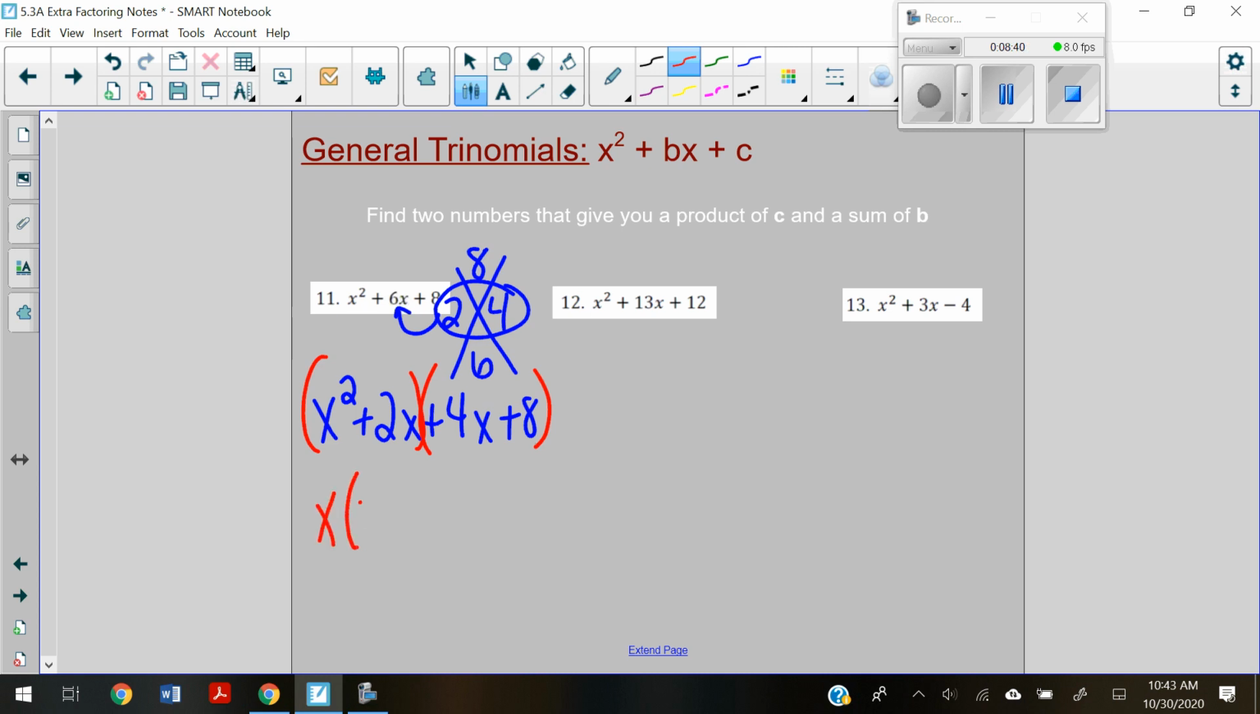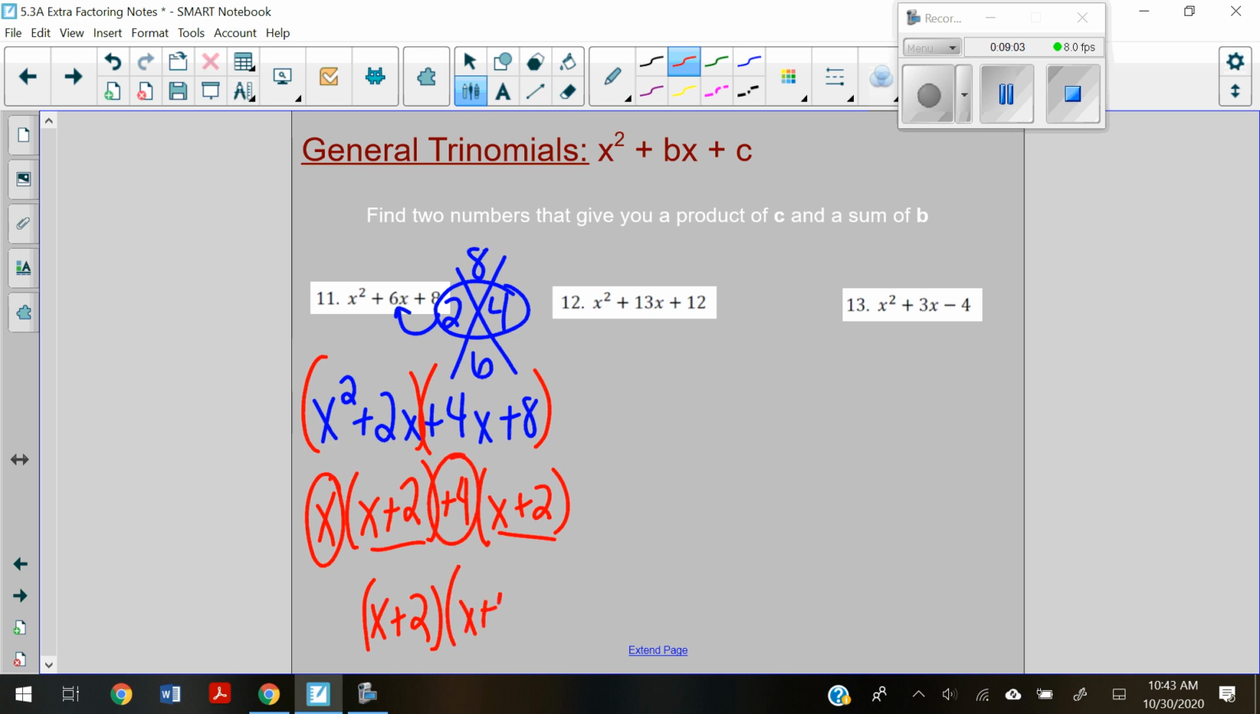I can take an x out, and I'm left with x plus 2. Well, what can I take out of my second 2? I can take a positive 4 out, and I'm left with x plus 2. This is good. You want your parentheses to be the same. Now you can write that as one parenthesis, and then these leftovers here are going to go in your other parenthesis. So that is a refresher with grouping.